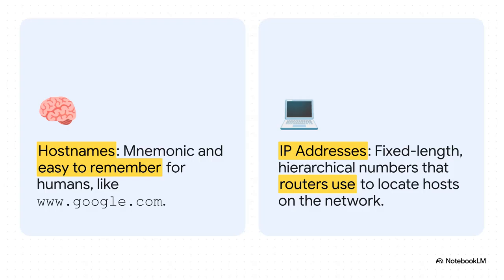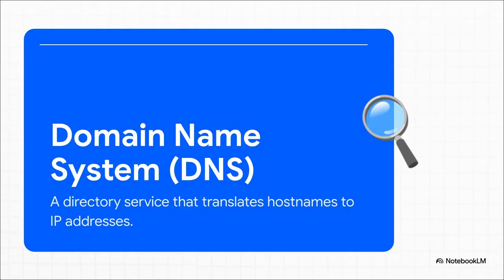See, we use what are called host names, www.explainer.com, because they're easy for us humans to remember. Computers, on the other hand, need these super specific numerical IP addresses to find anything. It's kind of the difference between knowing a friend's name and knowing their exact street address, house number, and all. So how in the world does your browser translate that name into an address? Well, it uses this brilliant service called the Domain Name System, or DNS for short.